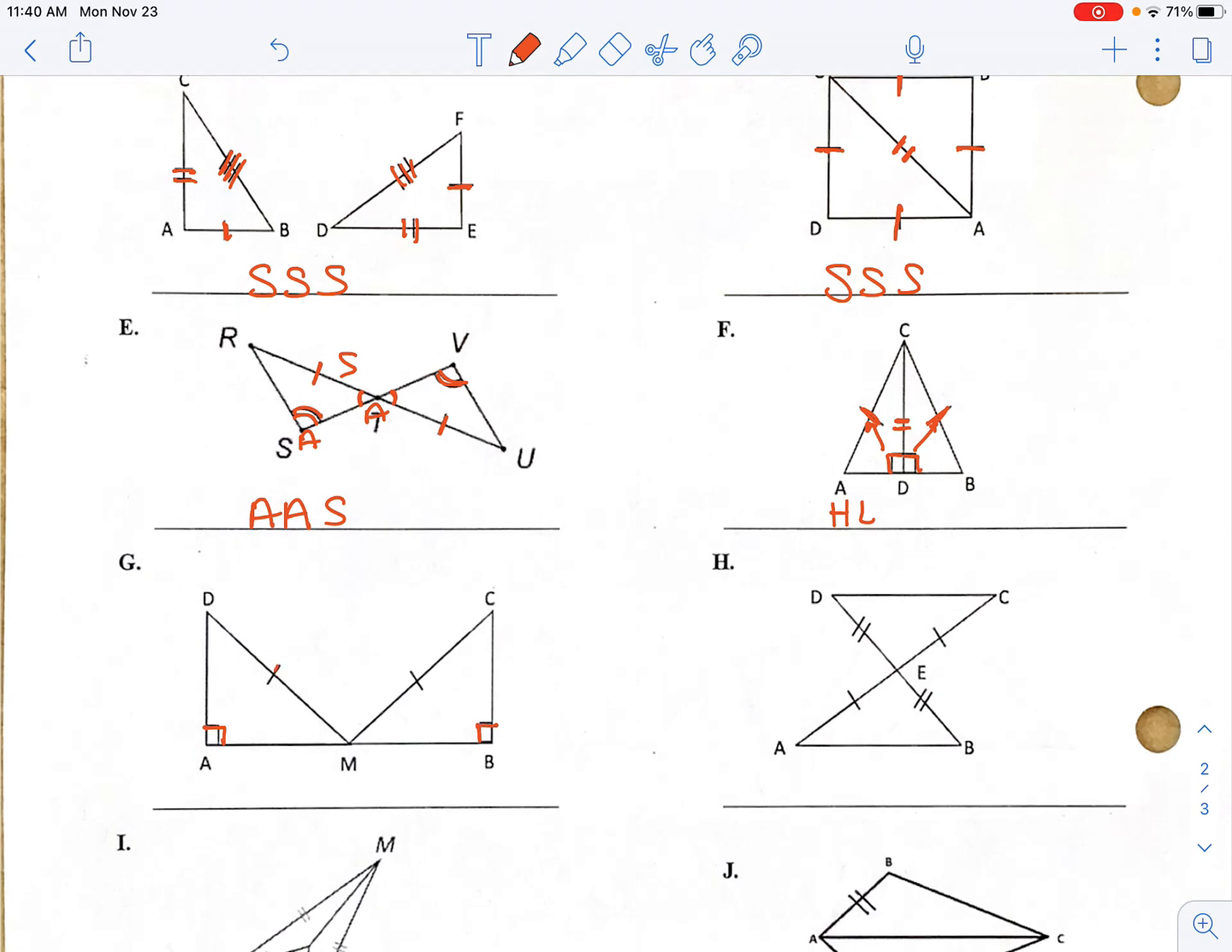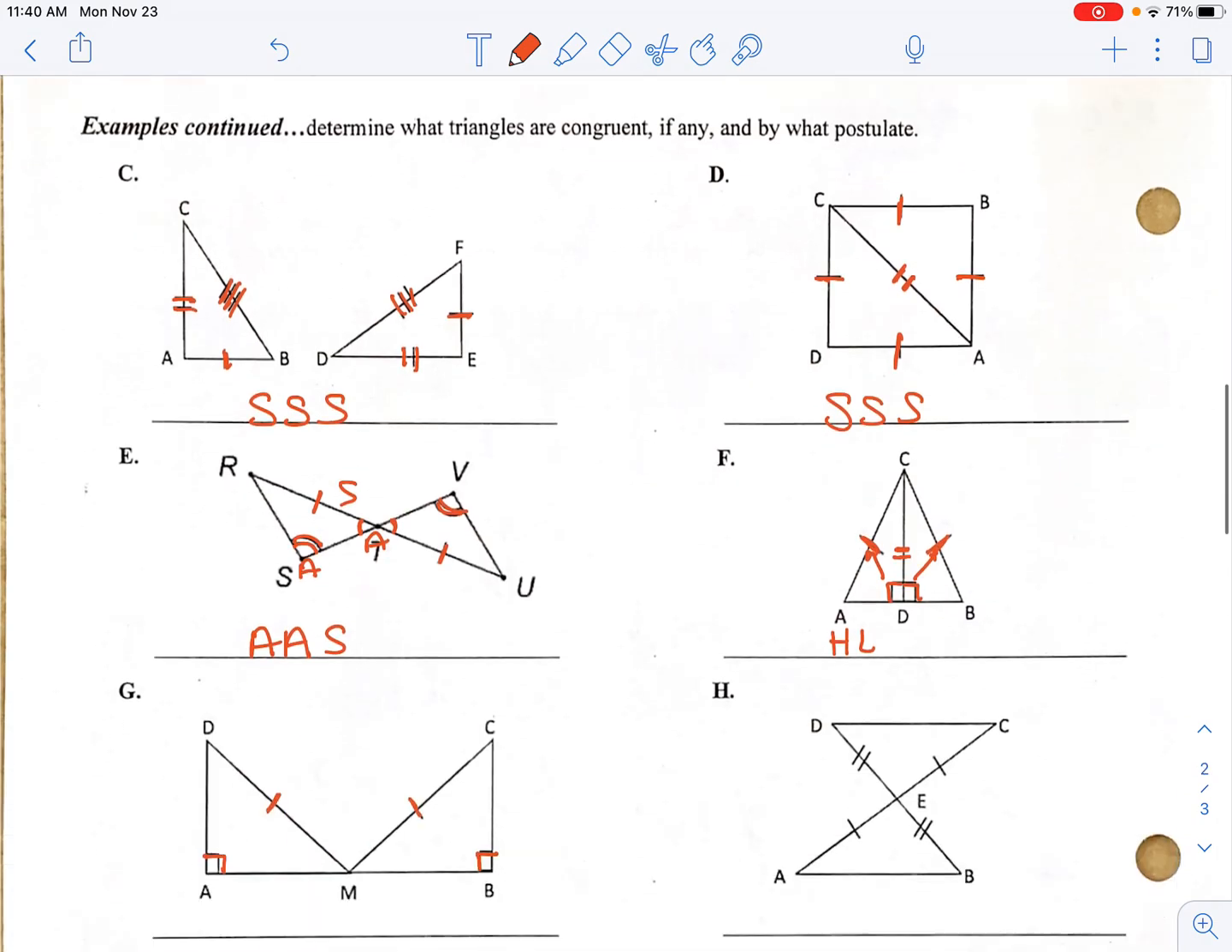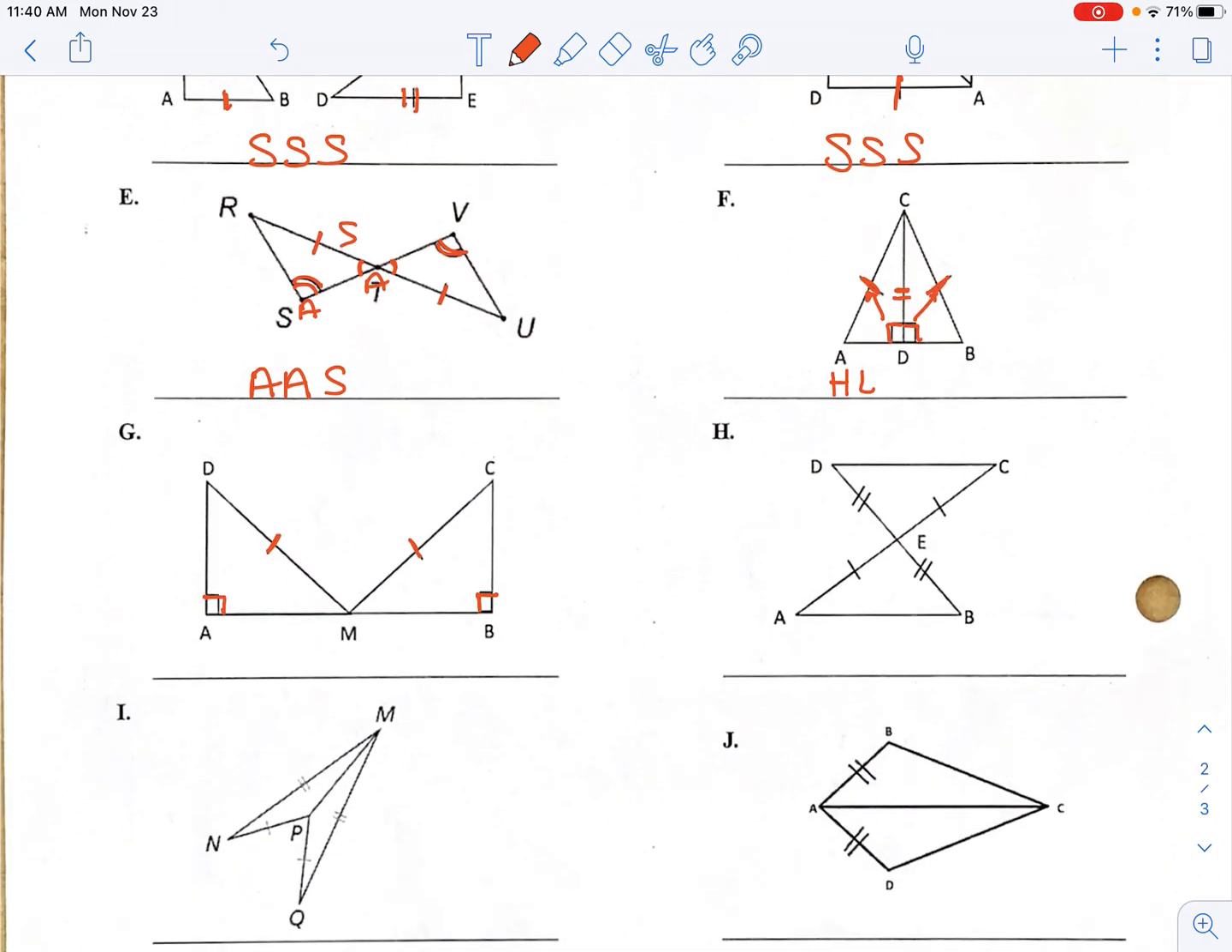Okay, for G, we have the 90-degree and the 90-degree, and we have a tick mark and a tick mark. I can't make any other markings because they don't share any sides and I don't see any vertical angles. I see that 90 degrees, so I have to think of HL. For HL, they have to give you the hypotenuse, which they do, and they have to give you an additional leg. But do they give us an additional leg? No, so we only have an angle inside. That's not enough, so we would say not possible. It's not one of our 5 shortcuts.